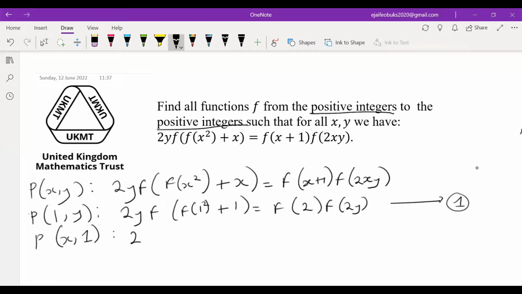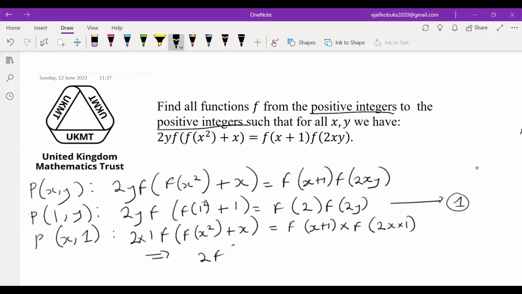Now this time I make y equal to 1 and keep x. So I have 2 times 1 into f of x squared plus x is equal to f of x plus 1 times f of 2x times 1. Then I have 2 into f of x squared plus x equals f of x plus 1 times f of 2x. I label this as 2.